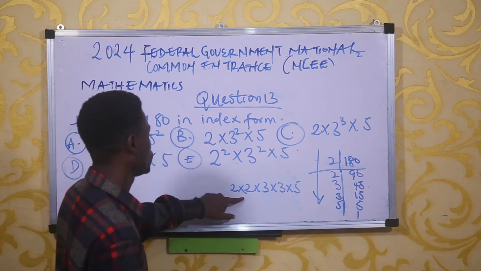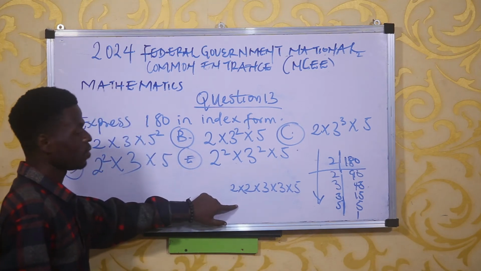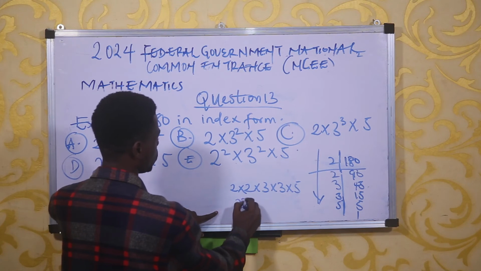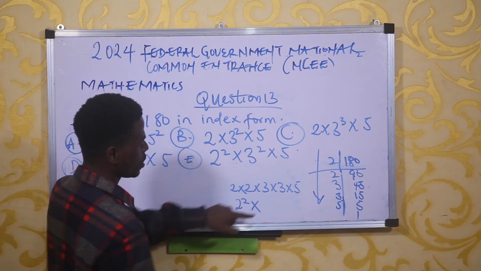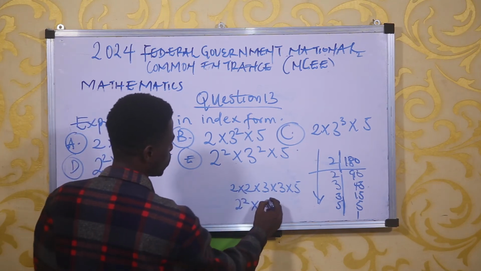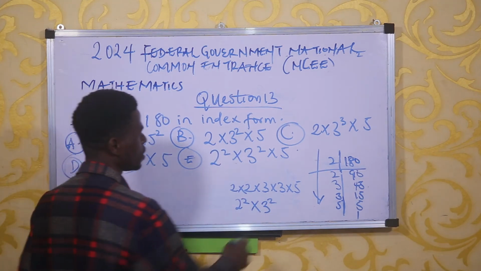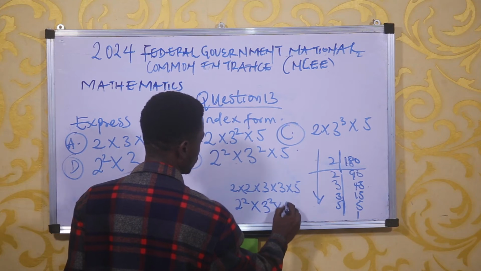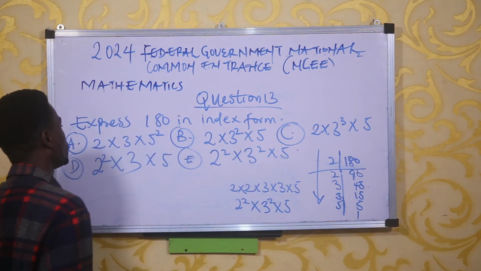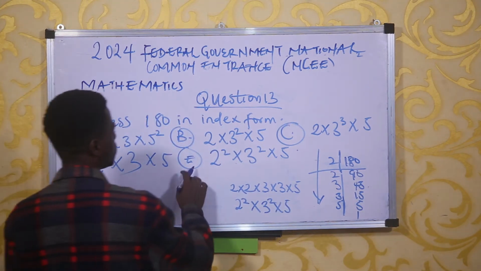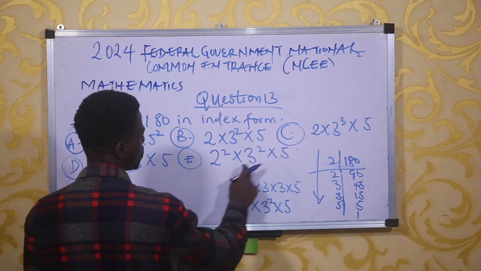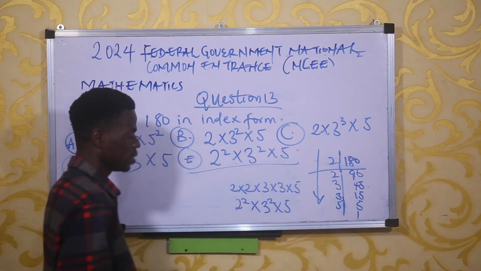So in this place, we have to express it in index form. How many 2s are here? That's 2 square. How many 3s are here? That's 3 square. 2 square represents 2 times 2. 3 square represents 3 times 3. Then the last one is only one number, which is 5. So our answer here is option E, that's 2 square times 3 square times 5. So that's our final answer. That's it.